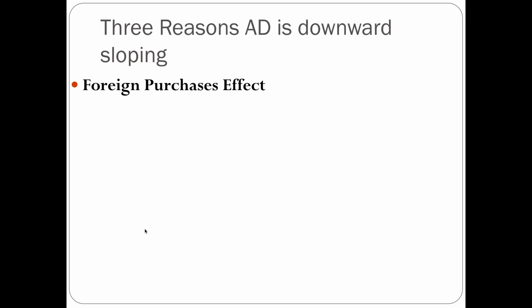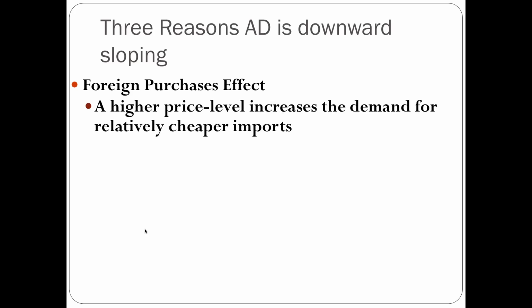Then you also have the foreign purchases effect. So a higher price level increases demand for relatively cheaper imports, because if the price level is very high within an economy, it is cheaper to go buy things from other nations. And so therefore you're going to be importing more. You're going to be exporting less. Less exports is going to lower real gross domestic product.